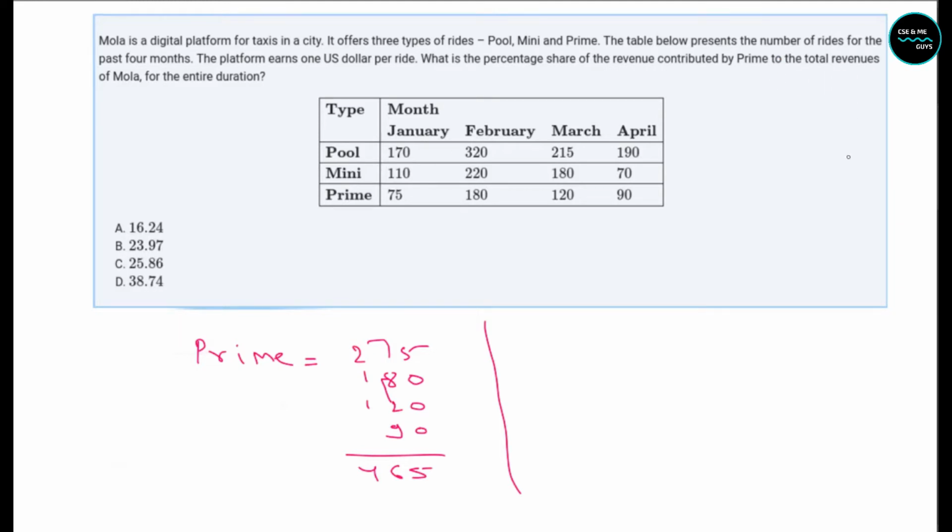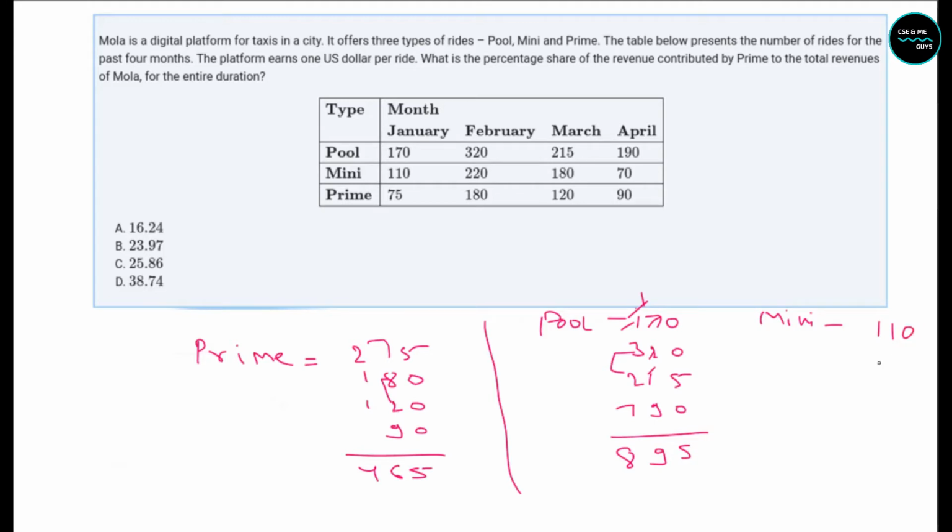For the pool, it will be 170, 320, and 215 and 190. This will add up to 895.